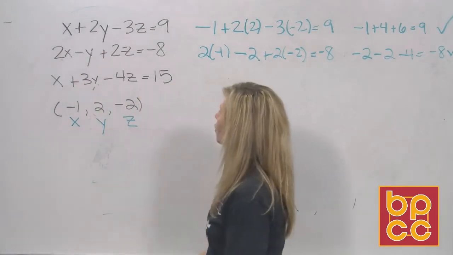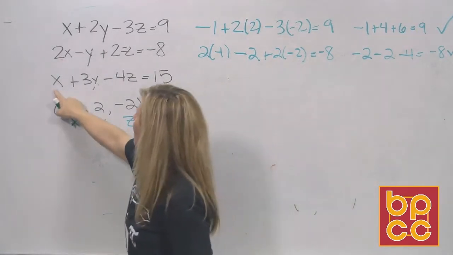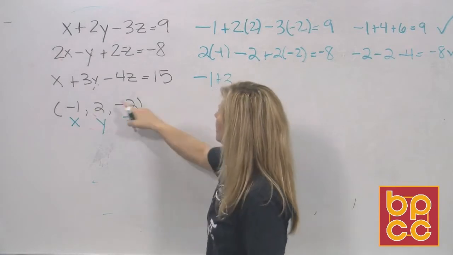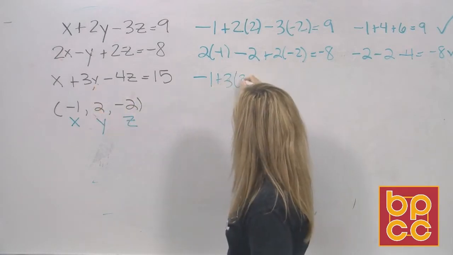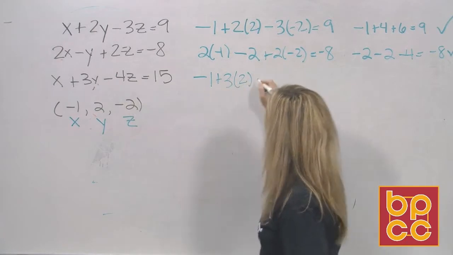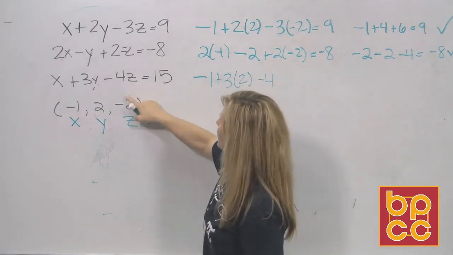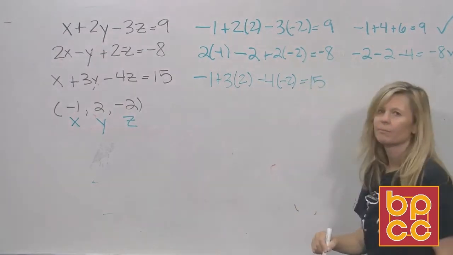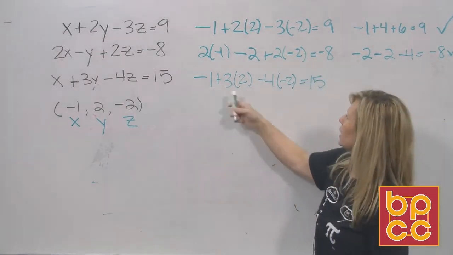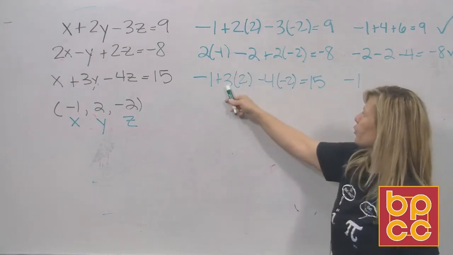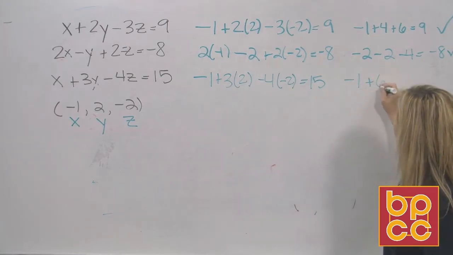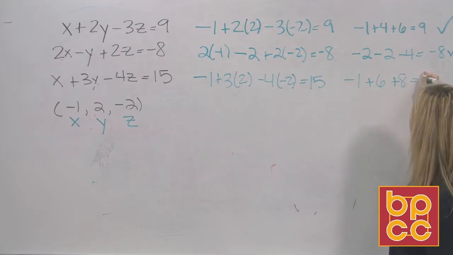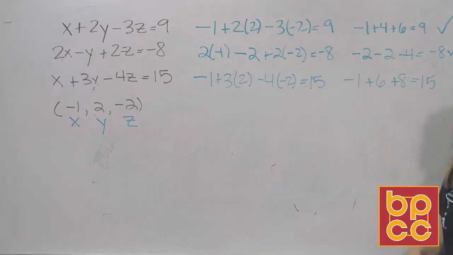So we've got to check the third equation. So instead of having x, we're going to have -1. We're going to write +3. Instead of writing y, we're going to write 2. -4. Instead of writing z, we're going to write -2. And does that equal 15? Let's try again. We're going to leave the -1. 3 times 2 is 6. -4 times -2 is +8. And does that equal 15?